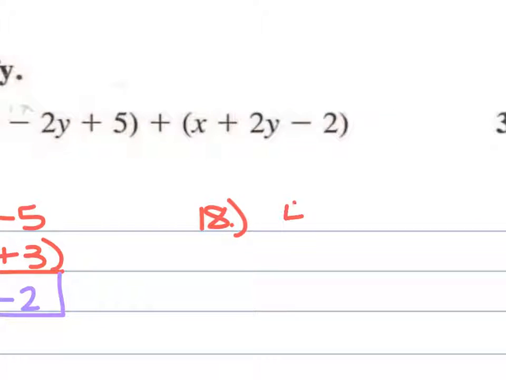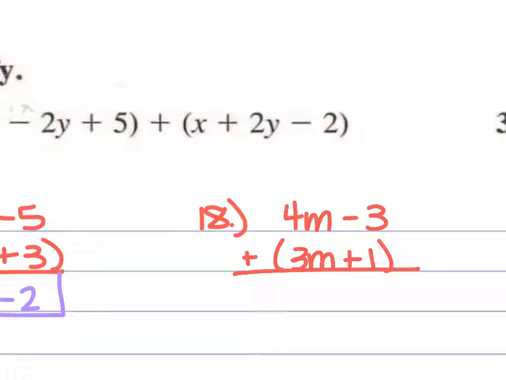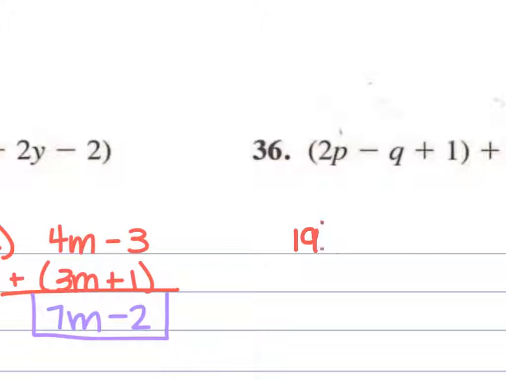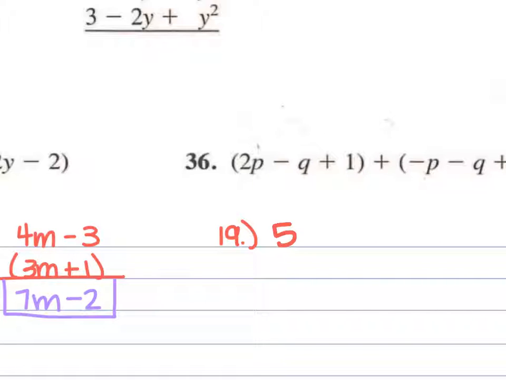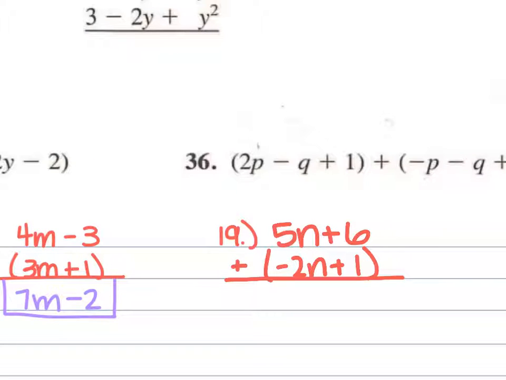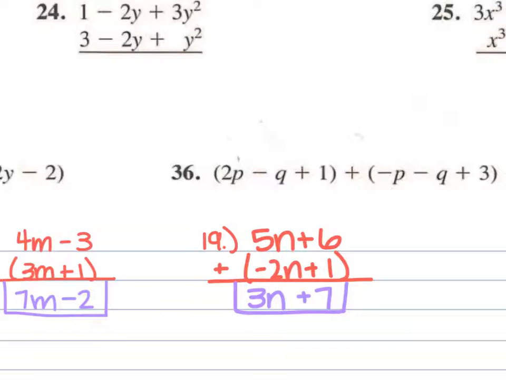For 18, we have 4m minus 3 as well as 3m plus 1. So we have the 4m plus 3m, which is 7m, and the negative 3 plus 1 is negative 2. For 19, we have 5n plus 6 and negative 2n plus 1. The 5n plus negative 2n is 3n, and the 6 plus 1 gives us 7, so 3n plus 7.